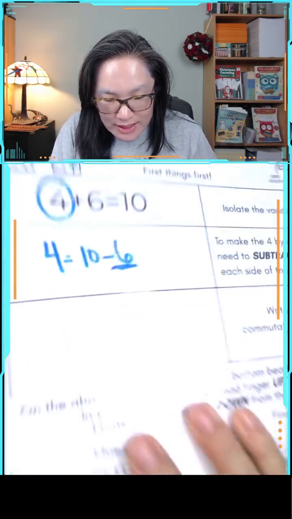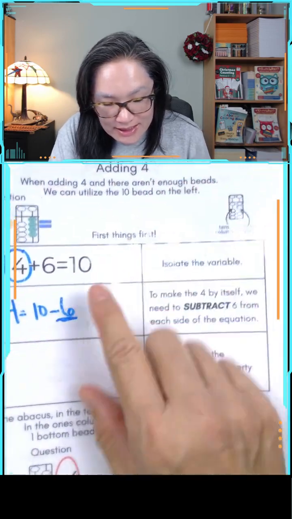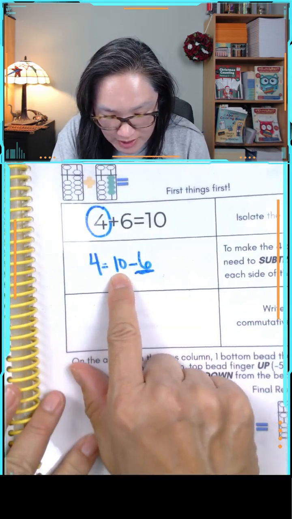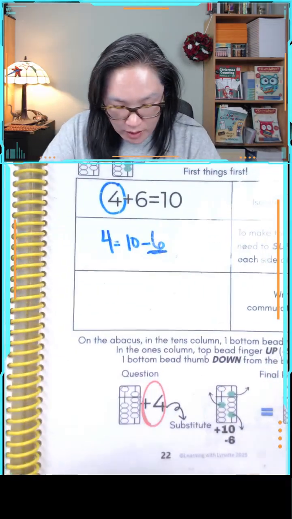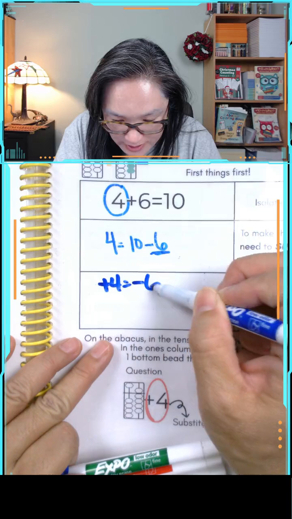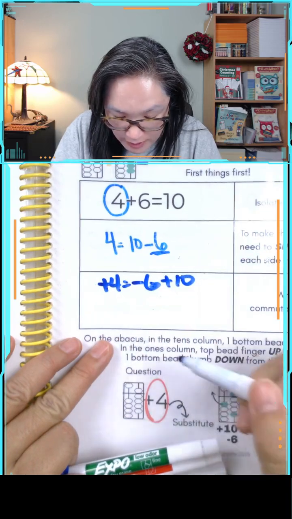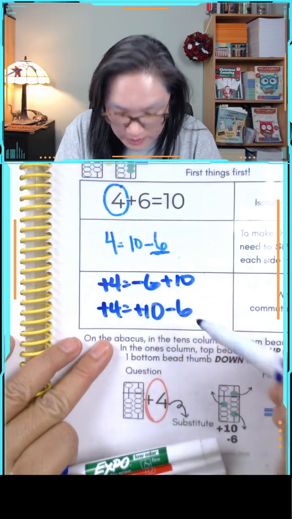So you'll notice that the way the book is, the adding is the front side, and it's the same, right? Plus the 4 is equal to plus the 10 minus the 6, and then you do the opposite, right? It would be plus 4 is equal to minus the 6 plus the 10, or plus the 4 is equal to plus the 10 minus 6.